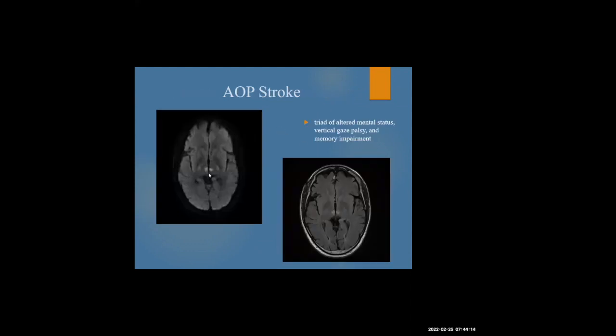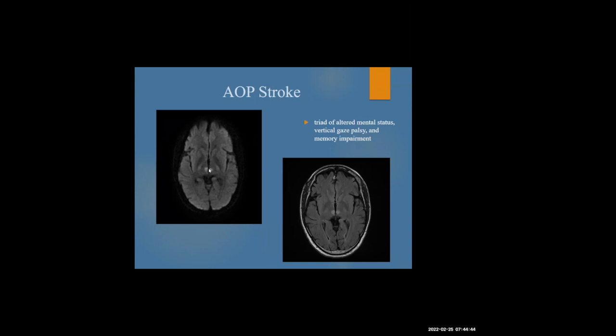So this is an example of the location of an artery of Percheron stroke. It is very small, it's very focal. It typically involves the hypothalamus and inferior thalamus. And it's almost never called on head CT. It's very difficult to see on a head CT. It's generally picked up on a brain MRI. And it presents with this triad of altered mental status, vertical gaze palsy, and memory impairment. So just be aware that that is an artery of Percheron stroke if you have this appearance.